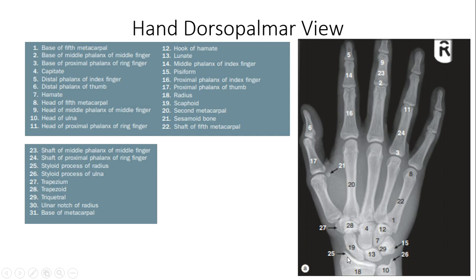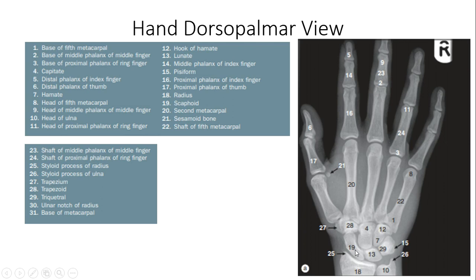So these are the joints formed between the radius and the carpal bones. This is called the radiocarpal joint, and between the ulna and carpal bones is the ulnocarpal joint, and the joints in between these carpal bones are called the intercarpal joints.